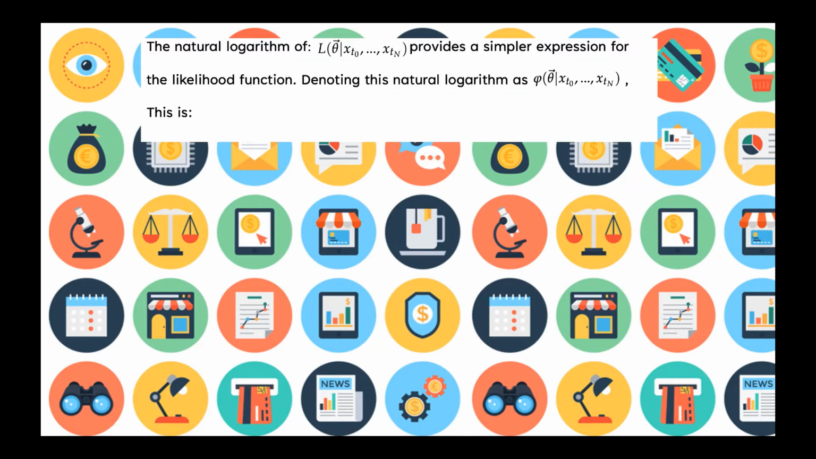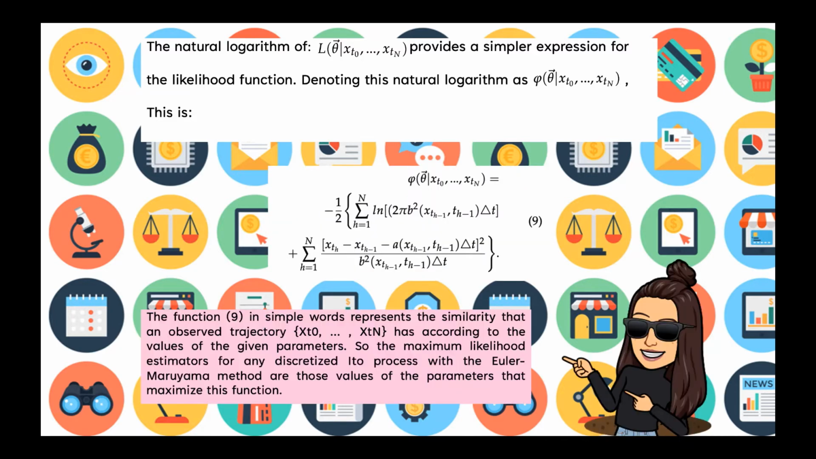The natural logarithm that we already saw before provides a simple expression for the likelihood function, denoting this logarithm as the one that we can see on screen, and this is the next equivalence. The function in simple words represents the similarity that an observed trajectory has according to the values of the given parameters theta. So the maximum likelihood estimators for any discretized Itô process with the Euler-Maruyama method are those values of the parameters theta that maximize this function.